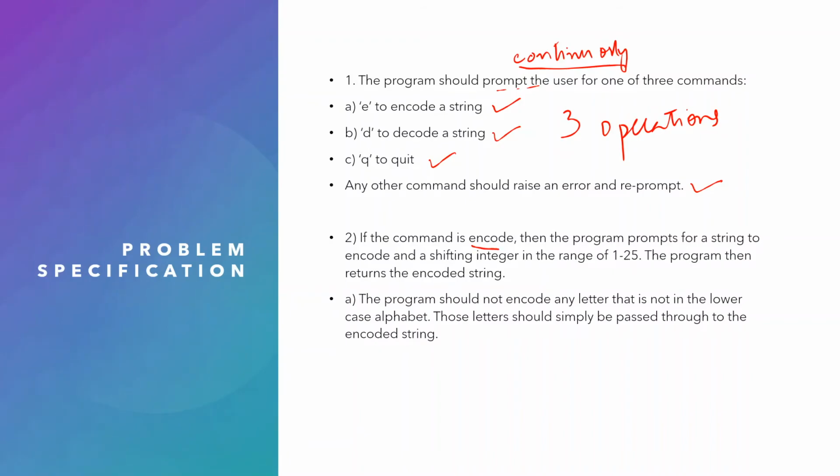And then, based on whether the user is asking for E, obviously do something, like go and pause the video and read the problem. And the program should not encode any letter that is not in the lowercase alphabet. So we are encoding only the lowercase alphabet, and the rest stays the same. Now, this is the idea that I get in encoding.